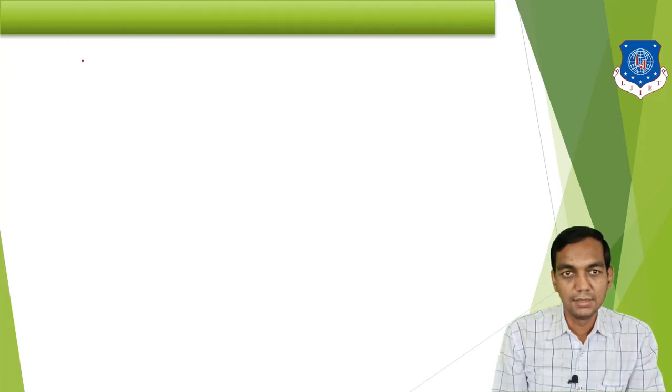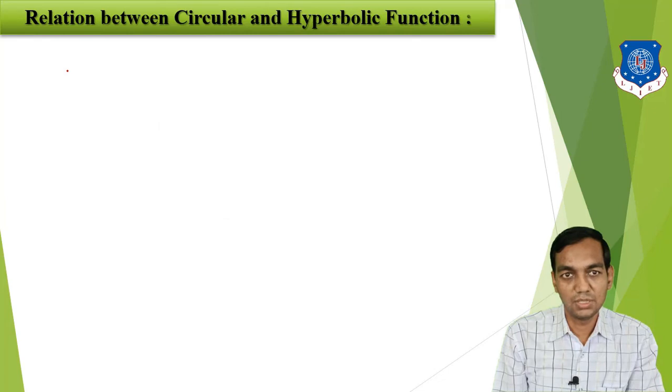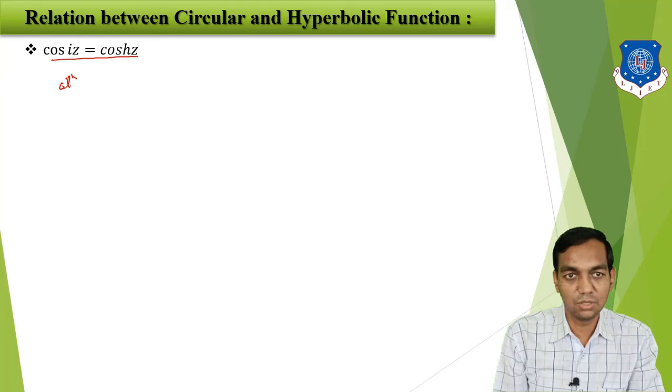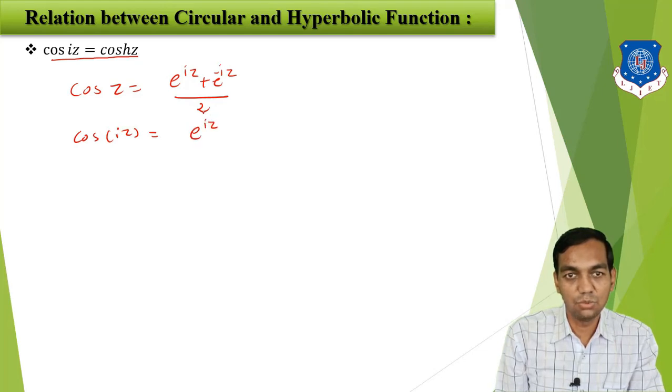Okay. Same manner, the relation between cos and cos hyperbolic. So cos iz is equal to cos hyperbolic z. So if you are starting with the left side, then you are aware that cos z is e raised to iz plus e raised to minus iz divided by 2. Now replace z by iz and that will be e raised to iz into i, that means you have e raised to i square z plus e raised to minus i square z divided by 2. But i square is minus 1, so you will have e raised to minus z plus e raised to plus z by 2.